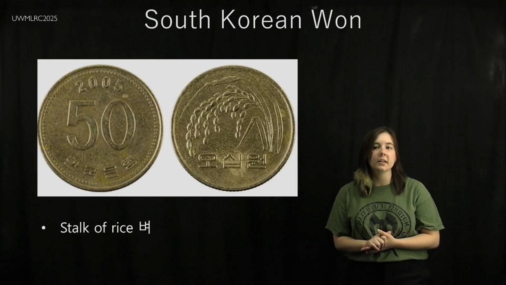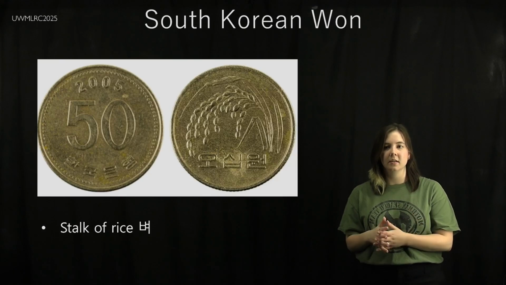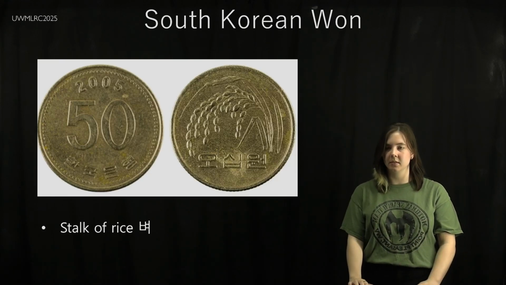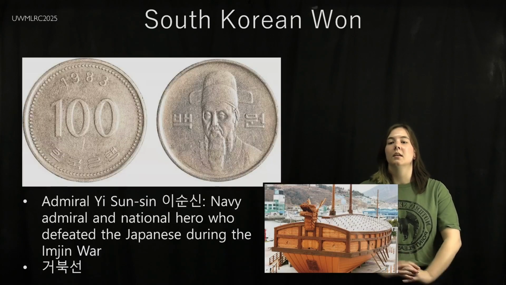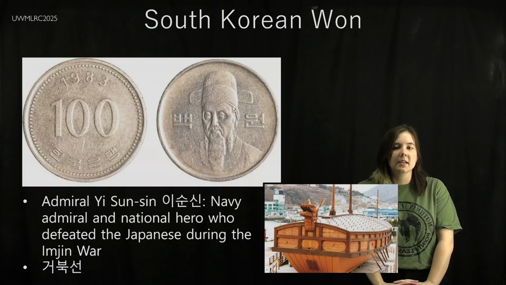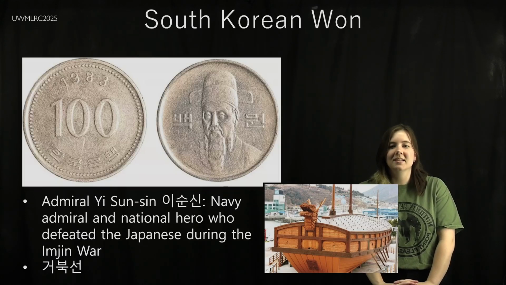The 50 won has a stalk of rice, pyo, on the other hand. Rice is very important, one of the staple foods of Korea, so it's featured on the 50 won coin. The 100 won coin has Admiral Yi Sun-shin. He was a Navy admiral and a national hero. He's very fondly remembered as one of the great Koreans in history.